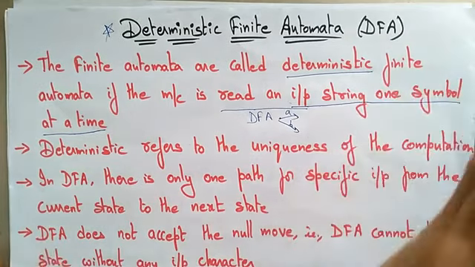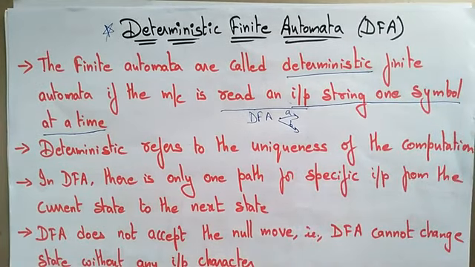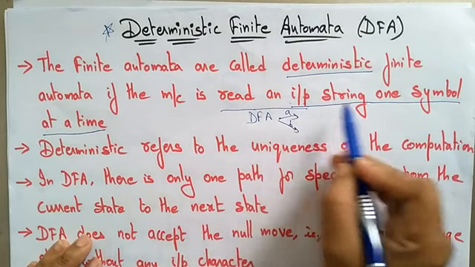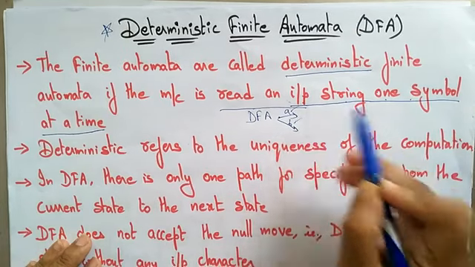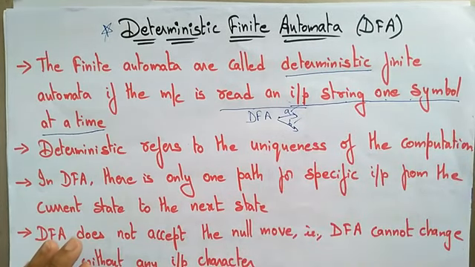So there are no multiple paths, only the fixed path. Deterministic means fixed, only one way is there. It's a one way solution, either it has to be accepted or it has to be rejected. So the word deterministic is a fixed one: it has only one outcome, that is, it has to be accepted or it has to be rejected. There is no alternate solution in the deterministic finite automata.